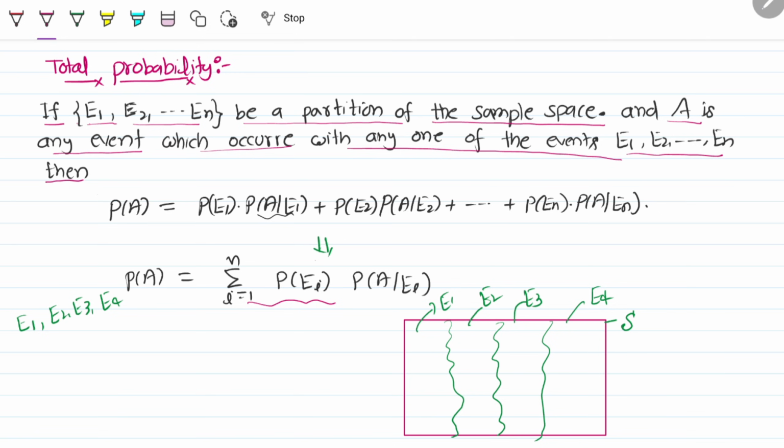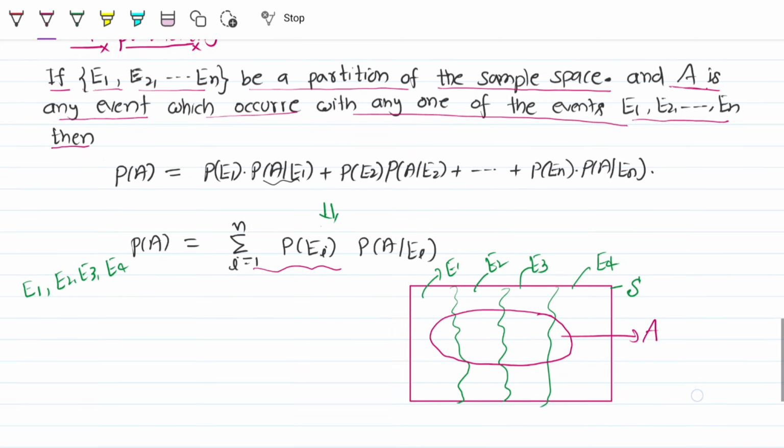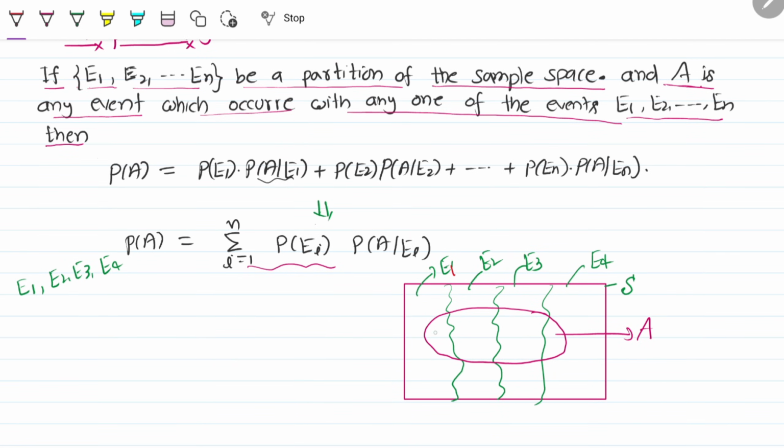Okay. Next, they are saying A is any event which occurs with any one of the events. It means your A is something like this. Suppose A is this circle. This is your A event. And event A occurs either with E1 or with E2 or with E3 or with E4. Then how to find the probability of event A?